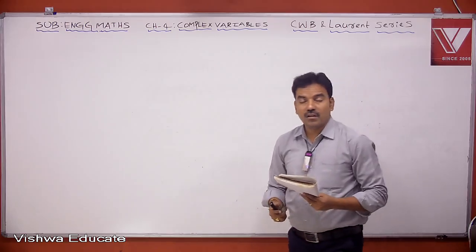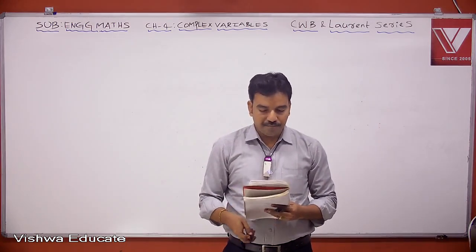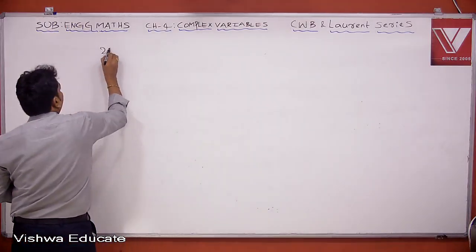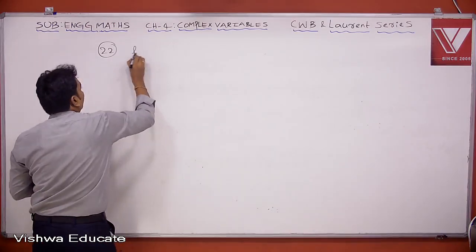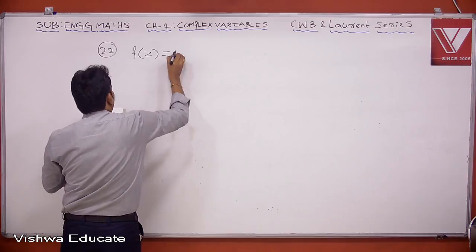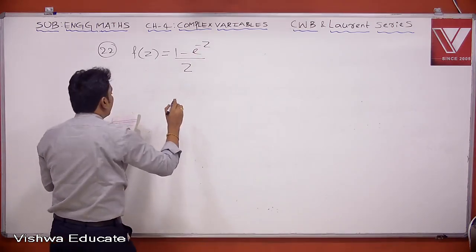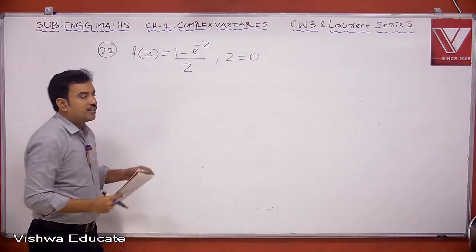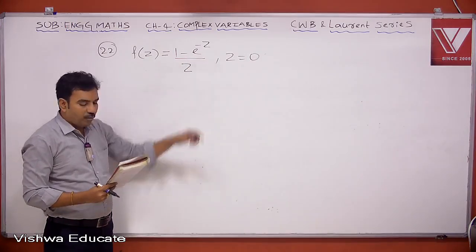Now let us start classroom workbook from question number 22. Question number 22, classroom workbook. For the function f of z equal to 1 minus e power minus z by z, the point z equal to 0. This is the function 1 minus e power minus z by z. What is the point z equal to 0?